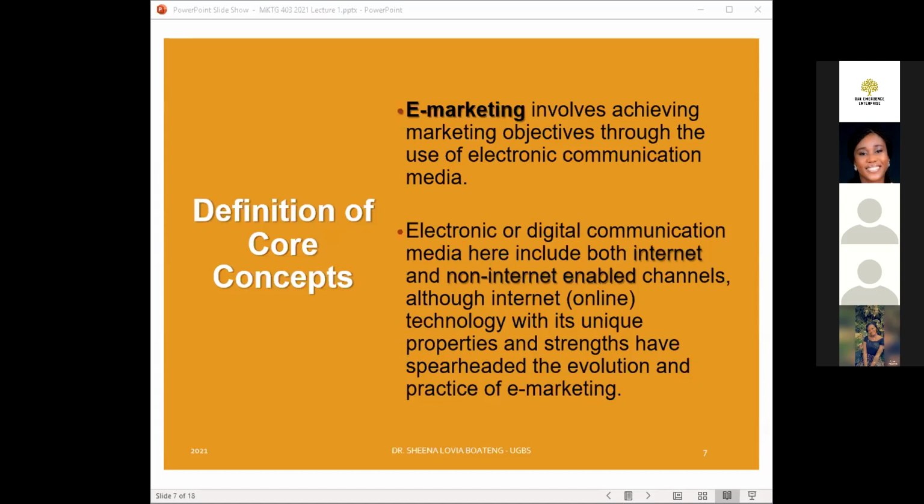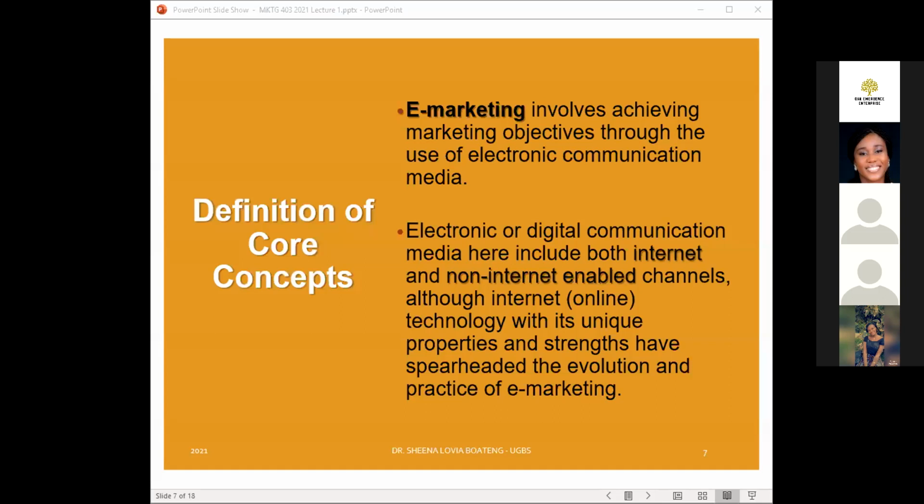So USSD, unstructured supplementary service data. Using that to send bulk SMS advertisements to people. You can receive that from MTN Momo when you're having a promo, and they'll send you a USSD message. Good. That's another very good example. Thank you, Darius. So these are all prime examples of non-internet enabled technology that can be used in e-marketing.